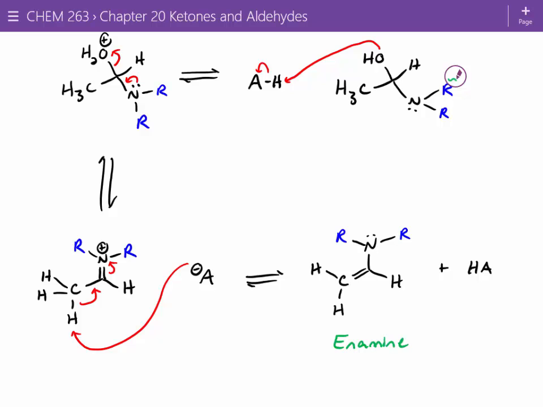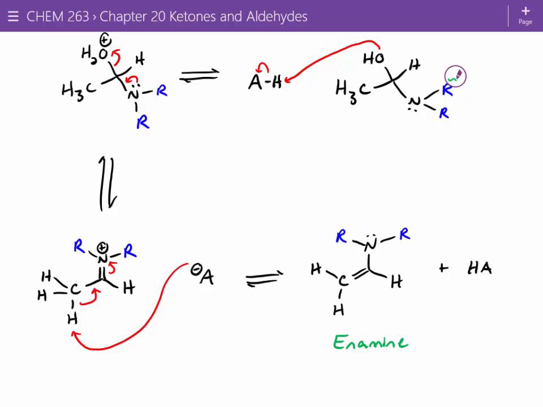So the main difference is, with your imine, you would have your double bond between the carbon and the nitrogen. With your enamine, you have the double bond between two carbons. So it's a subtle difference, and that's because the secondary amines don't have a proton that can be removed in order to get to an imine.